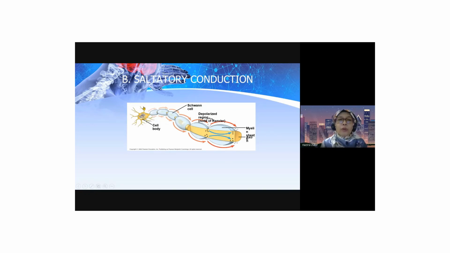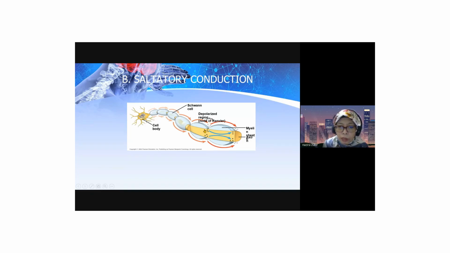The figure shows saltatory conduction. There's a myelin sheath, the insulator made from the Schwann cells here. If you look at the red arrow, it shows the jumping of the action potential, or the impulse, from one node of Ranvier to another node of Ranvier.